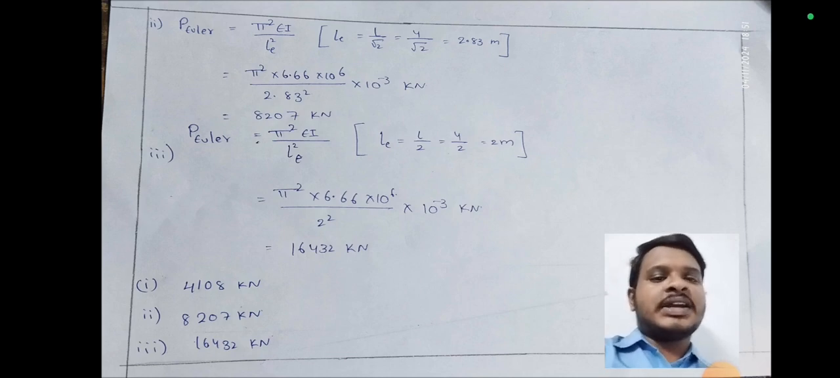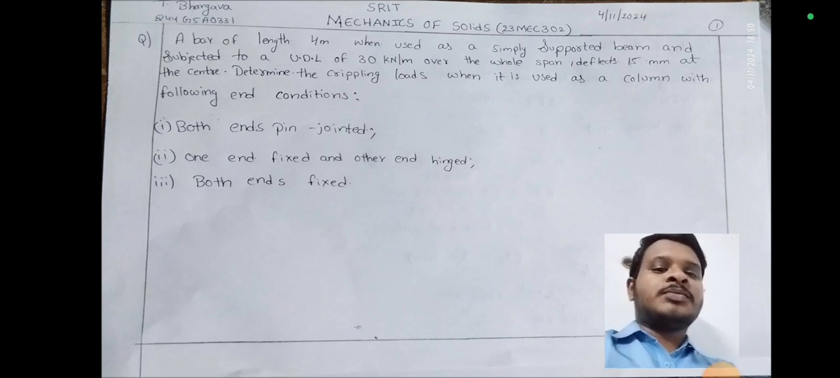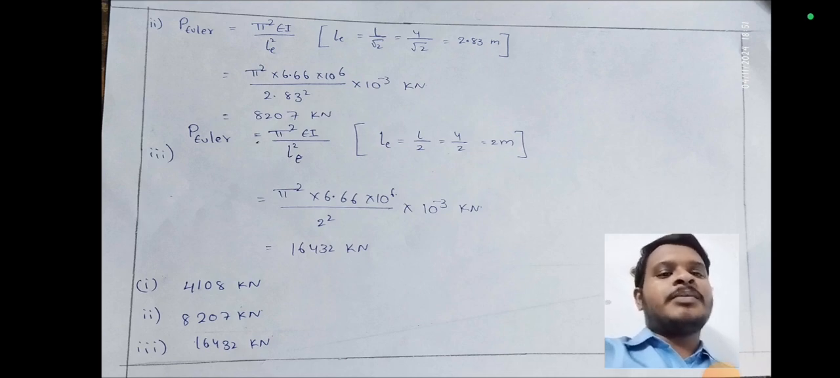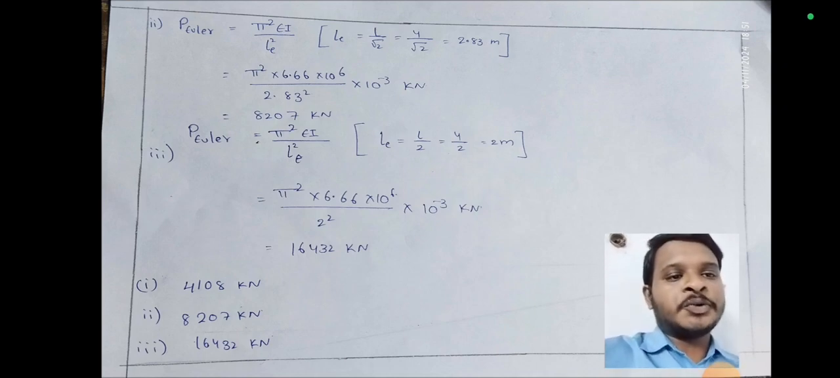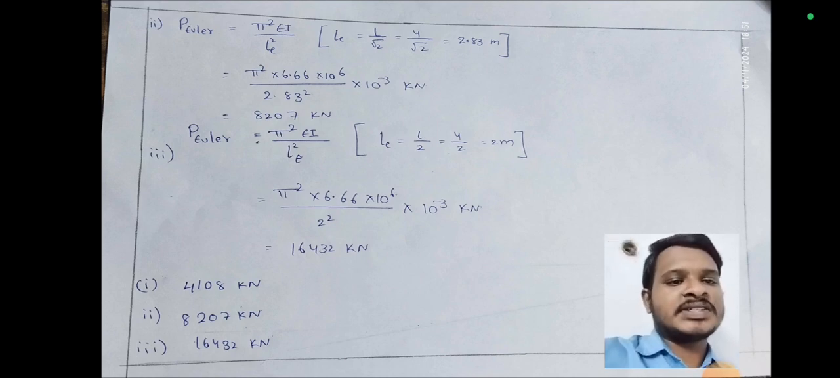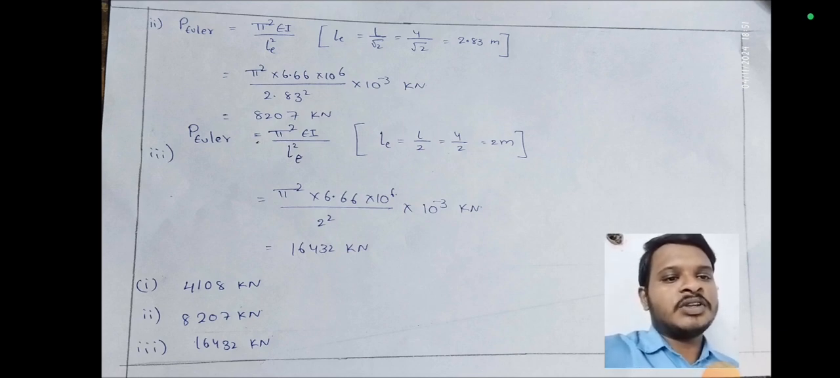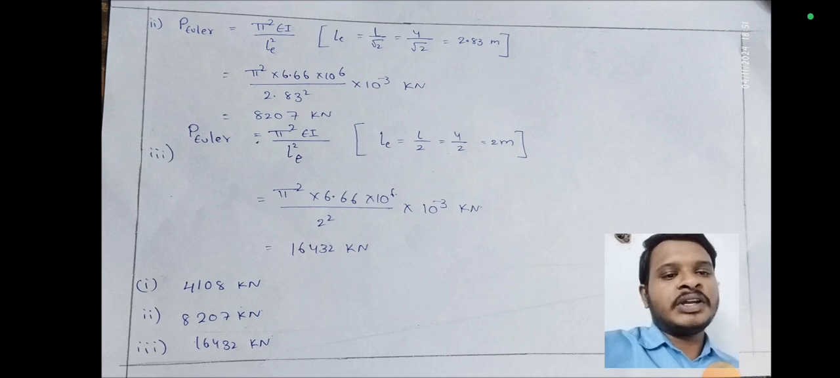P Euler's, the third one: both ends are fixed, they are rigid. So the formula is pi square EI by LE square. LE is equal to L by 2. We know the length is 4 meters, so 4 by 2 is equal to 2 meters. So the length is 2 meters. Pi square into 6.66 into 10 to the power of 6 by 2 square into 10 to the power minus 3 kilonewton. The answer we got on the Casio is 16432 kilonewton.